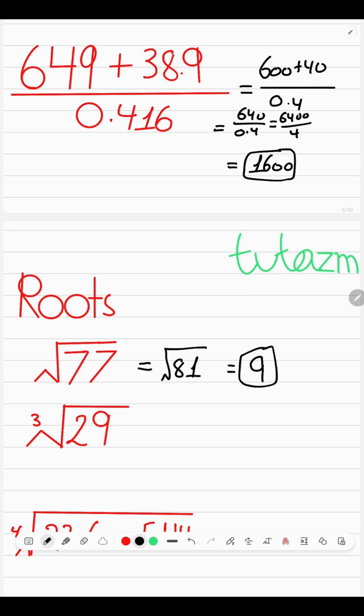In this case we have a cubic root of 29. The closest number to 29 would be 27. That is a perfect cube, and that would give us 3.